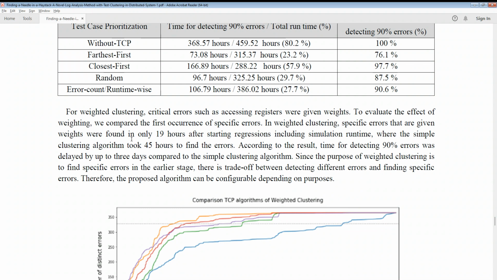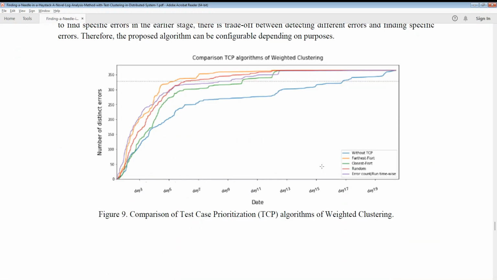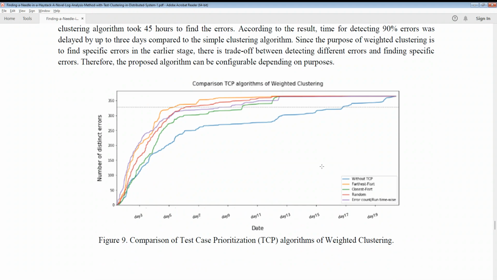According to the result, the time for detecting 90% of errors was delayed by up to 3 days compared to the simple clustering algorithm. Since the purpose of the weighted clustering is to find errors at an earlier stage, there is a trade-off between detecting different errors and finding specific errors. Therefore, the proposed algorithm can be configurable depending on the purposes. Figure 9. Comparison of test case prioritization algorithms of weighted clustering.